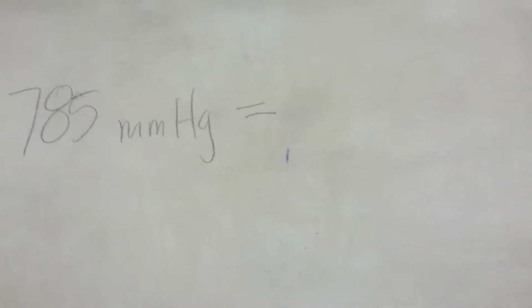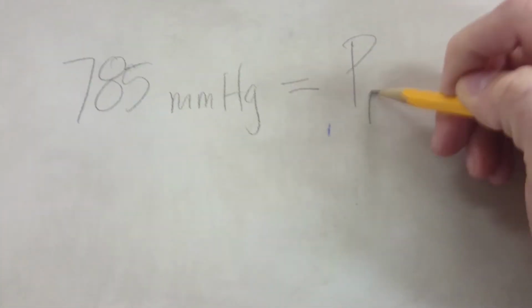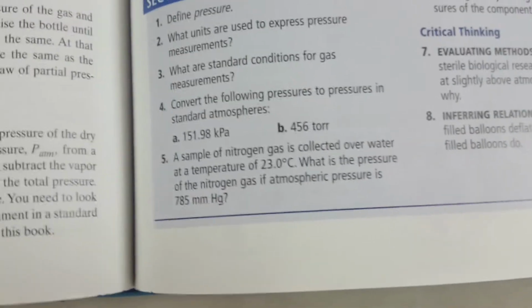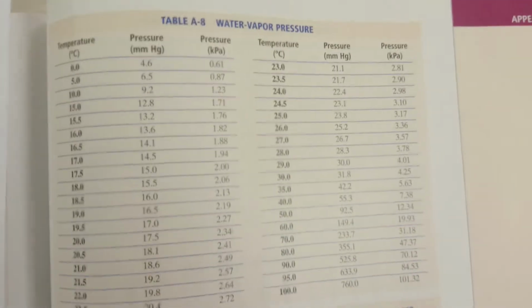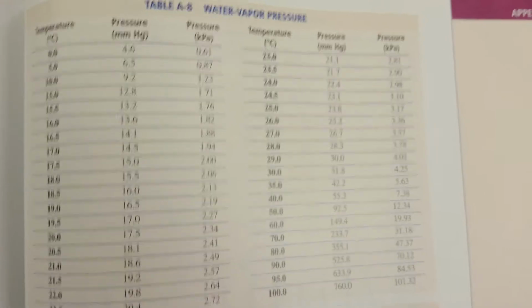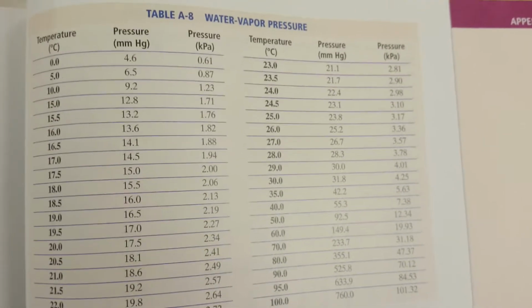So how we'll set that up, we know that our total pressure is 785 millimeters of mercury, and we're going to set that equal to the addition of the two partial pressures. We're looking for the partial pressure of the nitrogen, and we're going to add that to the partial pressure of water. But we don't have the partial pressure of water in this particular problem. We're just given the temperature, which is 23 degrees Celsius. So we're going to take that 23 degrees Celsius and turn to page 859 and find out what the pressure of water vapor is at 23 degrees Celsius. You can see on the right-hand side that it is 21.1 millimeters of mercury at 23 degrees Celsius. So I'm going to plug that number in right here.